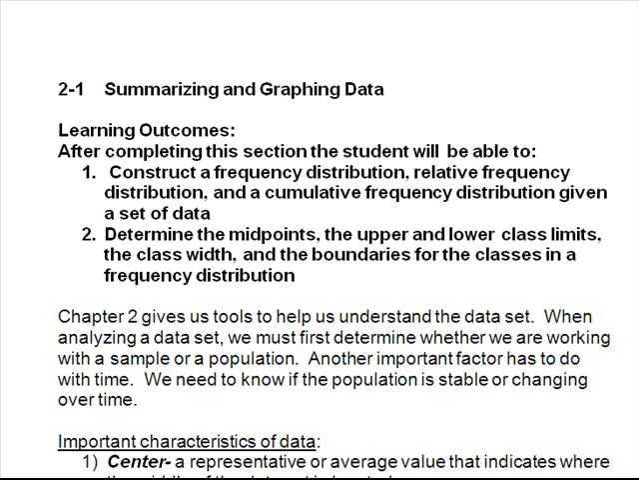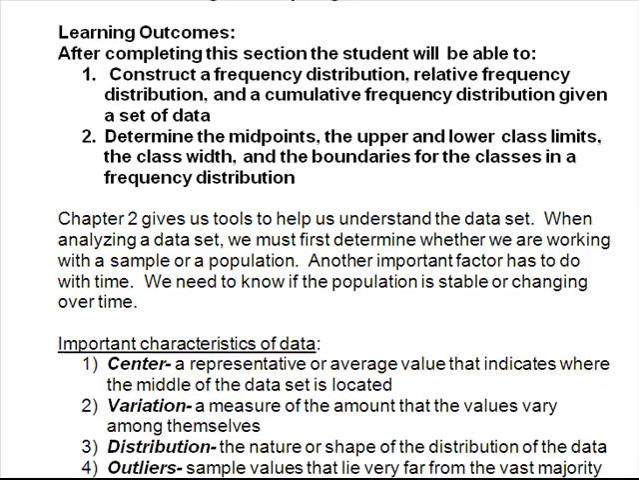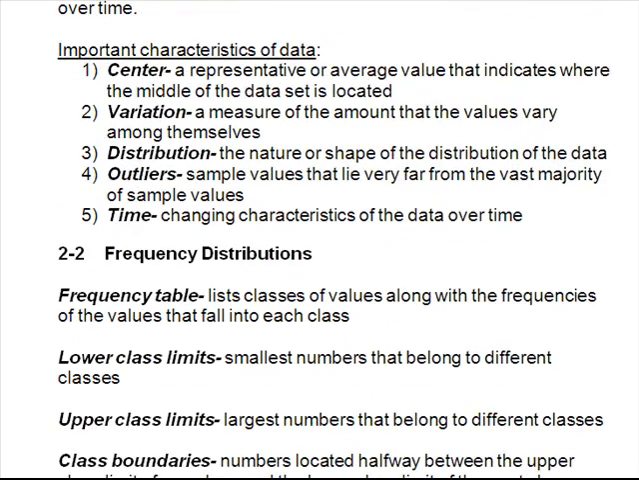So Chapter 2 gives us some tools to understand the data set, and you'll see that we'll be doing a number of summarizing tables and also graphing. There are some important characteristics of data that we'll be talking about as we go through Chapter 2. First of all is the center, which is a representative or average value that indicates where the middle of the data set is located. Variation is a measure of the amount that values vary from each other or among themselves.